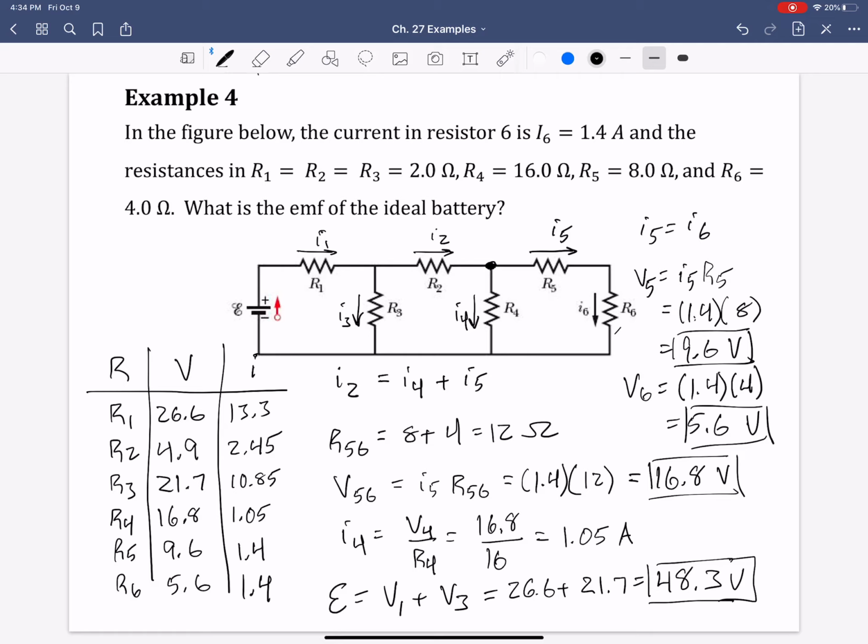All right. So this question was all about deduction, right, of what we didn't know, using what we did know. We started out way on the right side with the current 6 through resistor 6 and having to figure out the voltages or currents, keeping in mind Kirchoff's node rule and loop rule along the way.